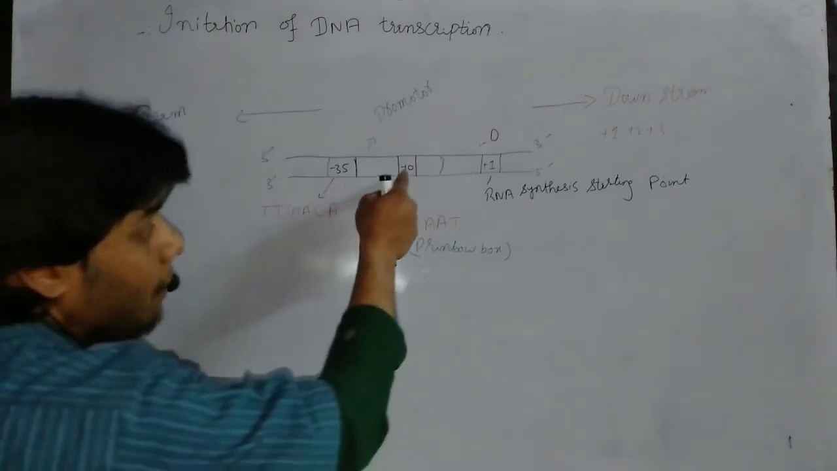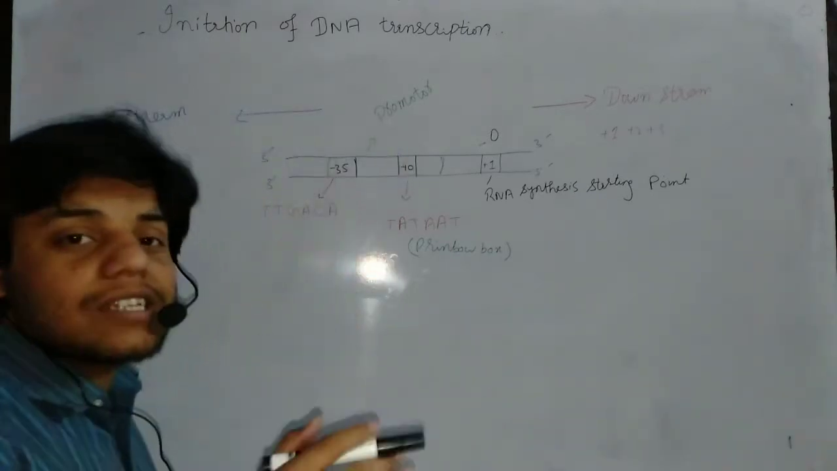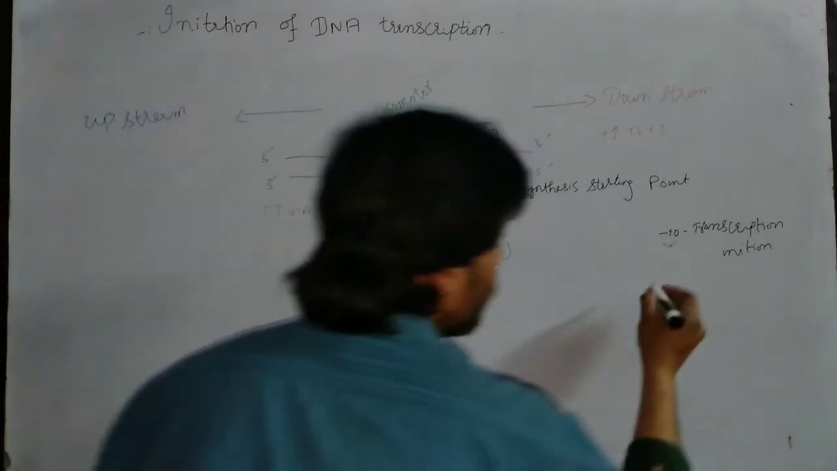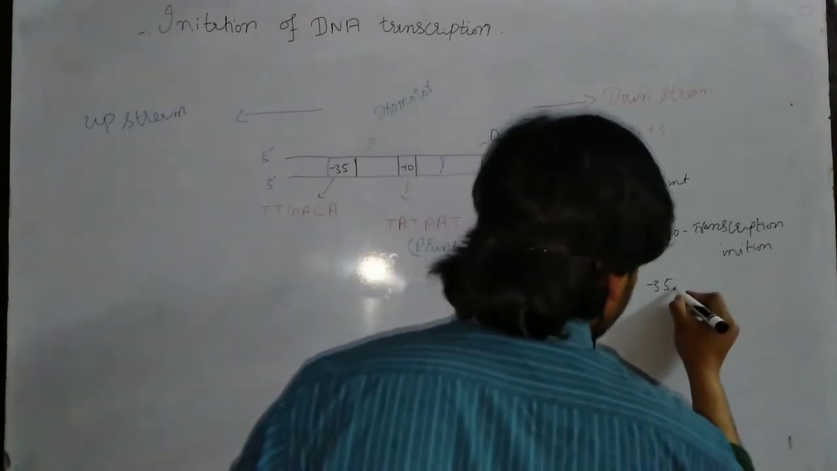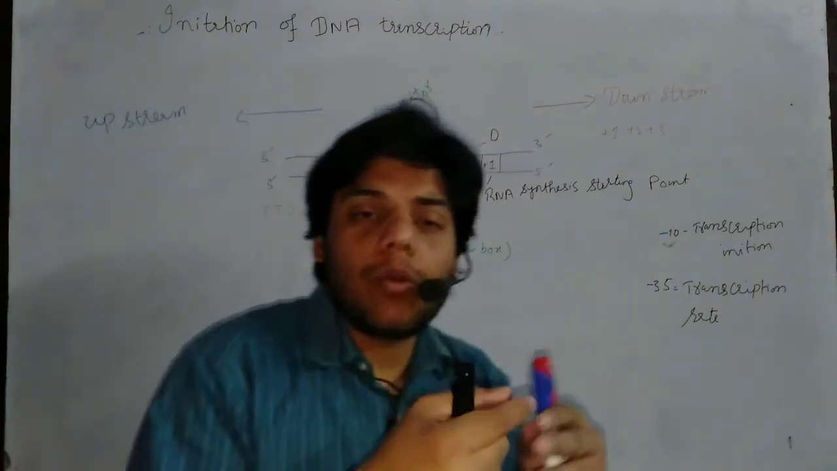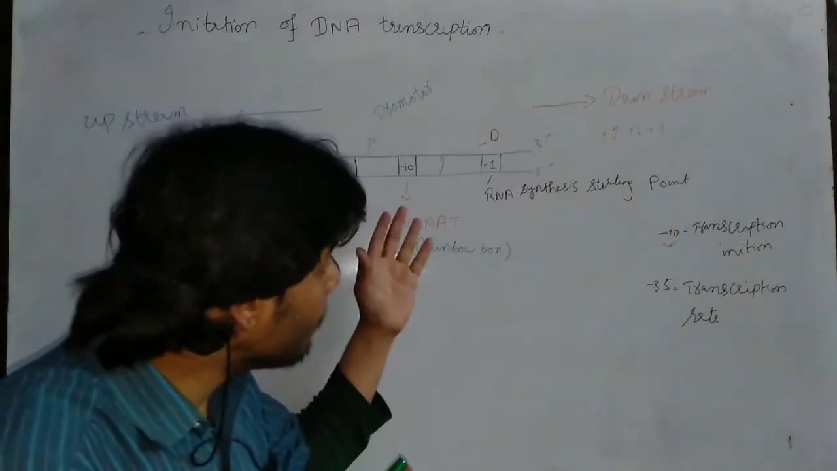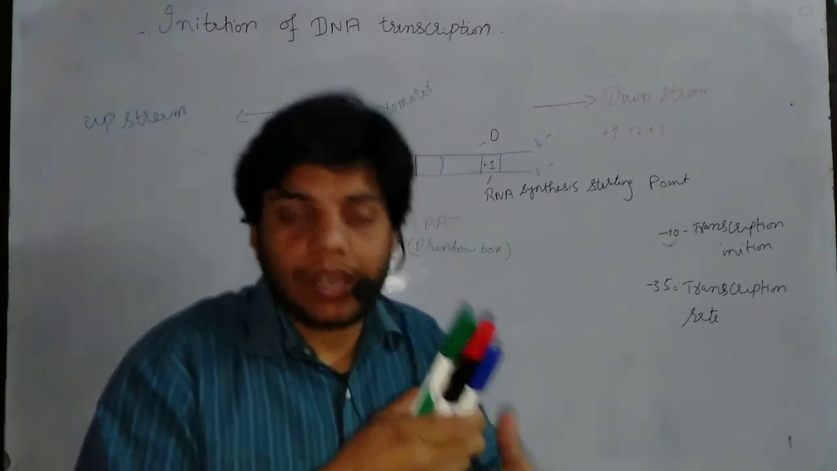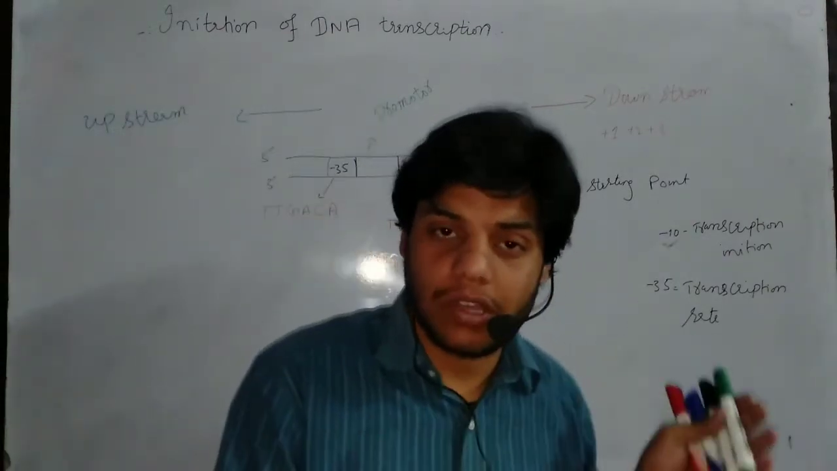Okay, this -10 is actually the transcription start point, or we can say the initiation of transcription start point. This -35 will be the transcriptional rate. So at that specific position, the transcription will be going fast or it will be going slow. So it depends upon the -35 position. On the -10 position, the initiation of transcription is started. So this is all about the promoter region and some of the sequences which are mainly found in the promoter region.